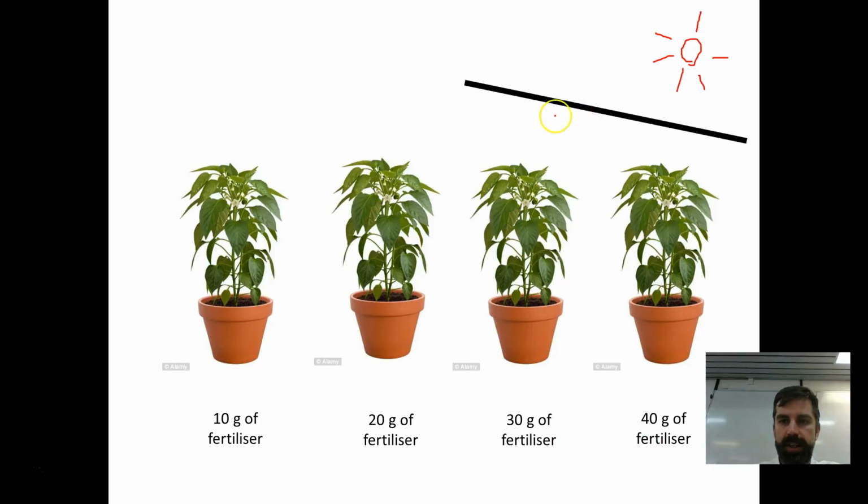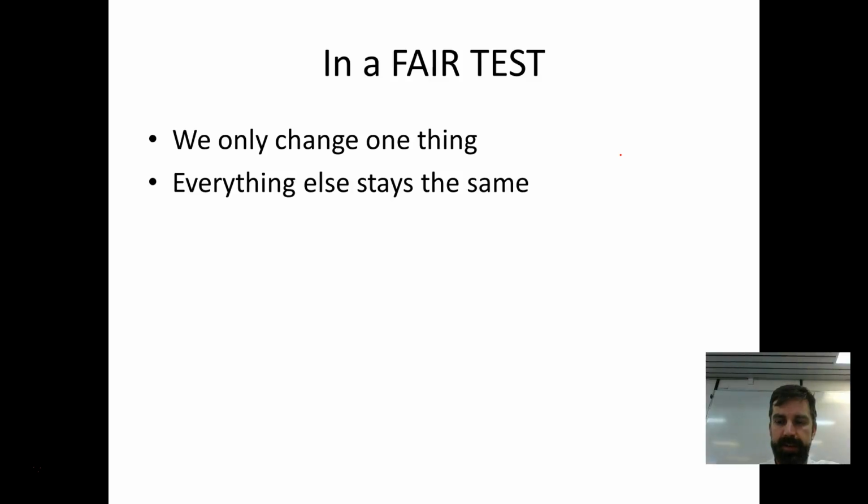That's the only thing we want to change. We don't want to change how much sunlight the plants get. And in fact, we would keep everything else the same. So we would put the same amount of water on each plant. We would use the same type of plant. They would start off at the same height. We would use the same amount of soil. Everything else we would try to keep the same. And that's so that it's a fair test.